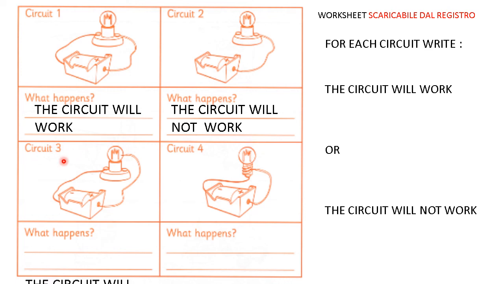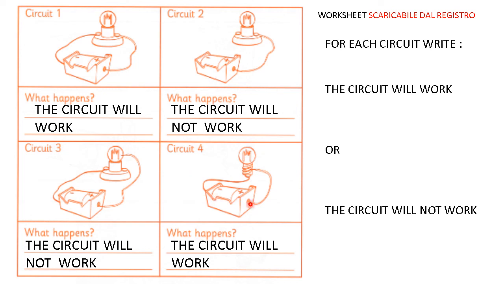Circuit 3 will not work because the wire from the positive side of the battery is not connected to the metal part of the bulb, but it is touching the glass part. Circuit 4 will work. Here, the wires touch the two metal parts of the bulb which correspond to the positive and the negative, so it is a complete circuit and will work.